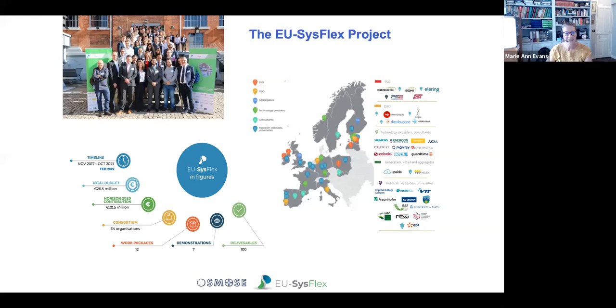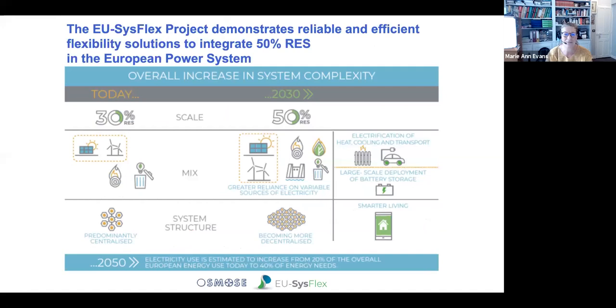So the objective and the context of the EU-SysFlex project is to demonstrate reliable and efficient flexibility solutions so that we can reach the energy transition targets and integrate over 50% RES in the European power system. In this figure, you can see the context that we are addressing. It's a huge increase in system complexity as we progress towards 50% RES in just 10 years, let's say from 2020 to 2030. It's a large challenge, which is due in part to the change in the power mix, as you can see here on the graph.